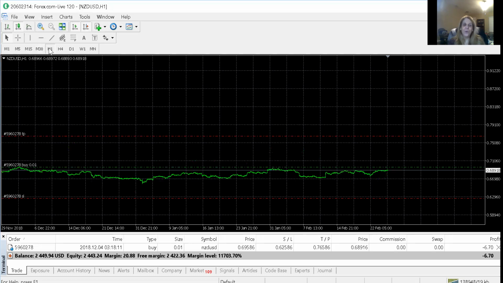Going into the hour time chart, it goes back to November 29th of 2018. So we have almost 3 months here. And I'm still not seeing a full picture of this. I just want to advise it.